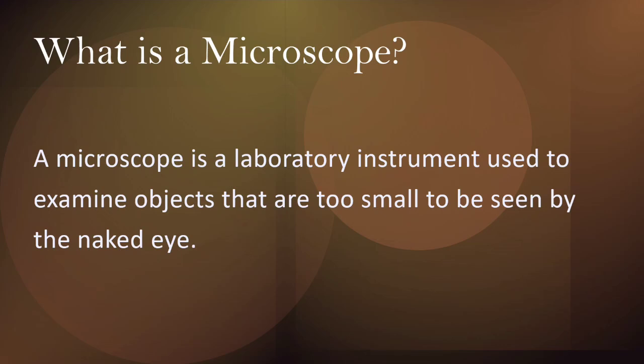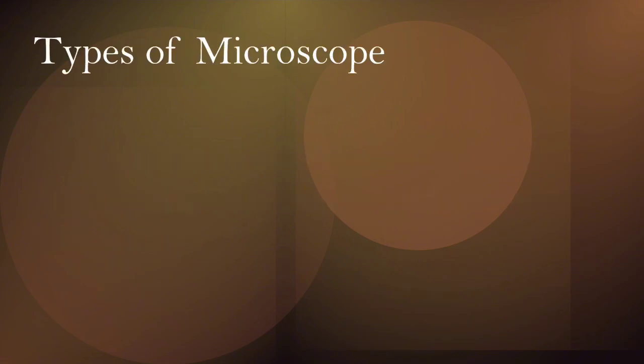world is the microscope. So a microscope is a laboratory instrument. We use it in the lab to examine objects, whatever thing that is too small to be seen with the naked eye. Of course, we make use of the microscope. All right, so let's look at types of microscope.